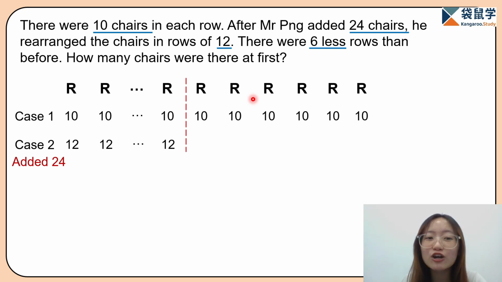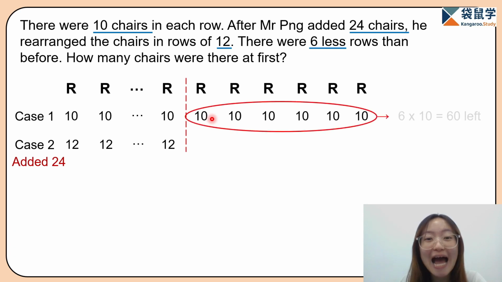Now let's take a look at the chairs for case 1. If Mr. Peng distributes all the chairs to these rows only, ignoring these 6, would he have used all the chairs? No, right? Because remember, at first, he was able to fill up 6 more rows. So, how can we find the number of chairs he will have left? It will be 6 times 10 from all these rows here, giving us 60 chairs left.